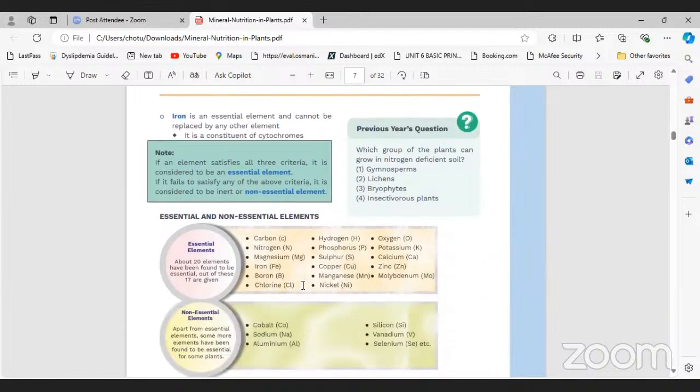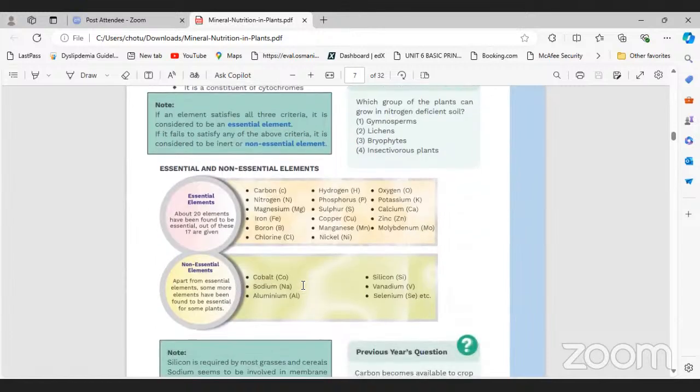How many essential elements are there? About 20 elements have been found to be essential. Out of these, 17 are given: carbon, nitrogen, magnesium, iron, boron, chlorine, hydrogen, phosphorus, sulfur, copper, manganese, nickel, oxygen, potassium, calcium, zinc, molybdenum. These are all the essential elements.